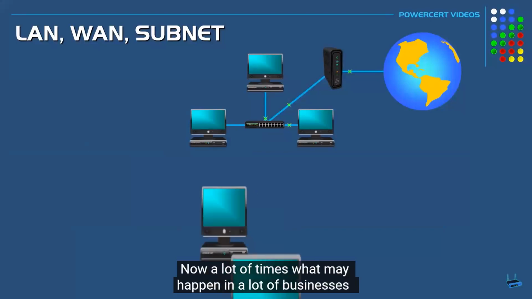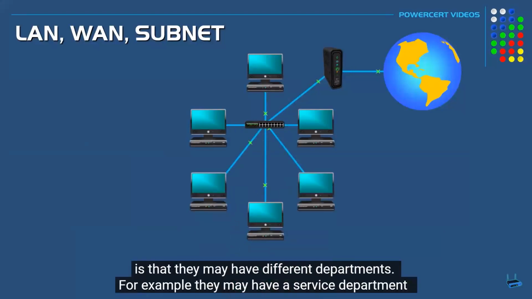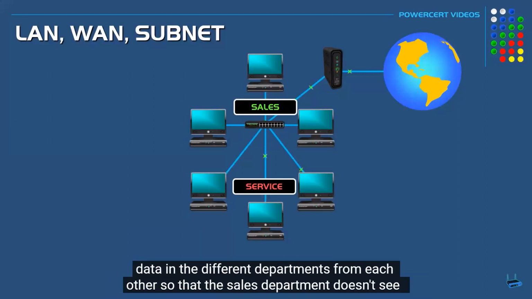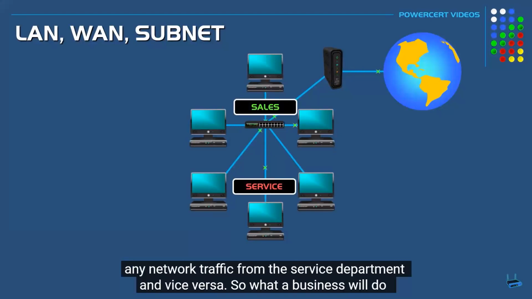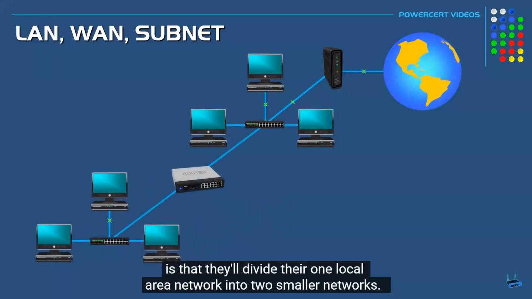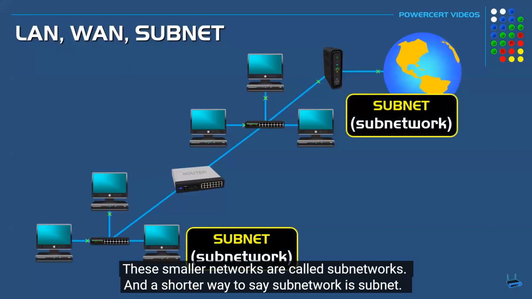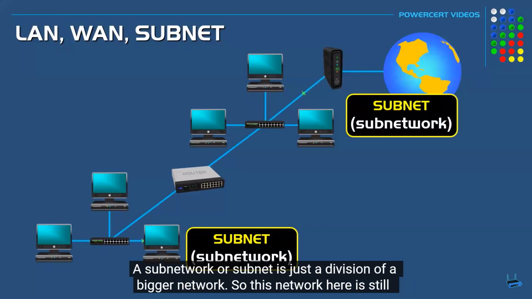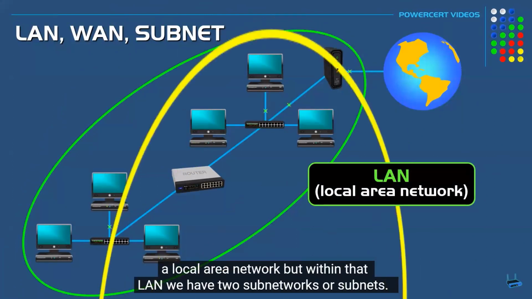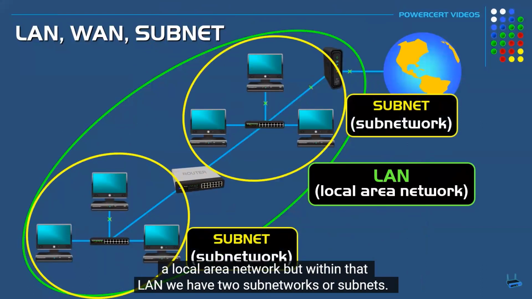Now, a lot of times in businesses, they may have different departments. For example, they may have a service department and a sales department. A business may want to separate the computer network data in the different departments from each other, so that the sales department doesn't see any network traffic from the service department and vice versa. So what a business will do is divide their one local area network into two smaller networks. These smaller networks are called subnetworks, and a shorter way to say subnetwork is subnet. A subnetwork or subnet is just a division of a bigger network. So this network here is still a local area network, but within that LAN we have two subnetworks or subnets.